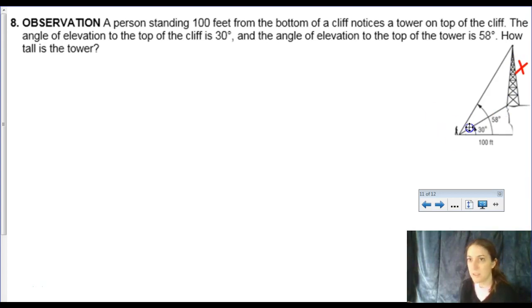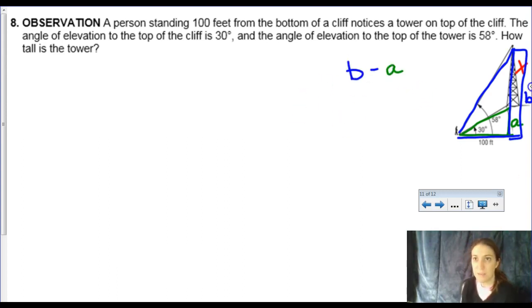So what we're going to do is look at this as 2 different right triangles. We've got this little tiny right triangle here, and then we've got this much larger right triangle. Let's call this A, and this whole length here, this blue one, would be B. If you take B and subtract A, that'll be the difference between them. That'll be how tall the tower is. So basically we have to do 2 trig ratios and find the difference between the results.